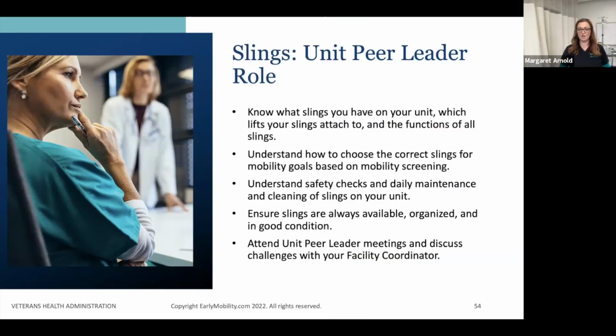Your role as a unit peer leader is to know what slings you have, which lifts your slings attach to, and the functions of all your slings. Understand how to choose the correct slings for mobility goals based on your mobility screen or your VA MSST. Understand your safety checks and daily maintenance and cleaning of the slings on your unit. Ensure slings are always available and organized, labeled, and in good condition. Lastly, attend your unit peer leader meetings and discuss challenges with your facility coordinator or program manager.